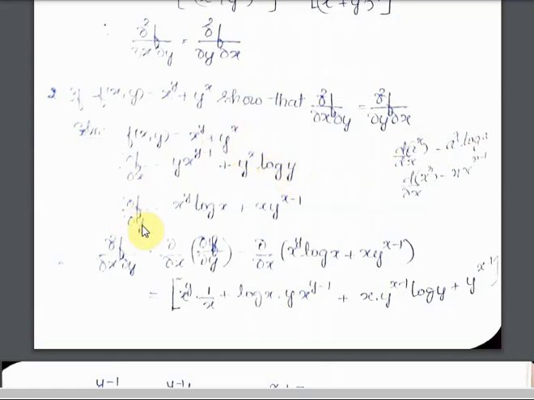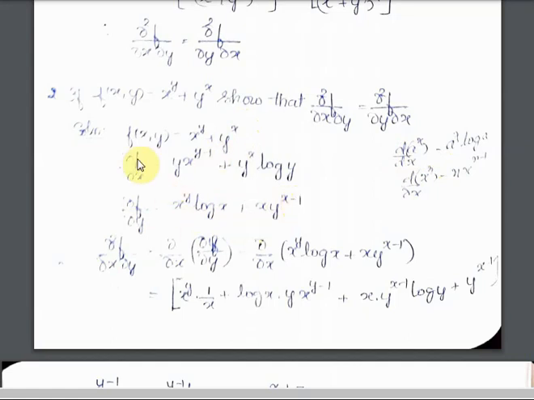So dou f by dou y now. Now we are keeping x constant. So here base is constant. So differentiation becomes x power y log x, using base is a constant. And here power is a constant because we are differentiating with respect to y, power becomes a constant here, so it becomes x y power x minus 1.